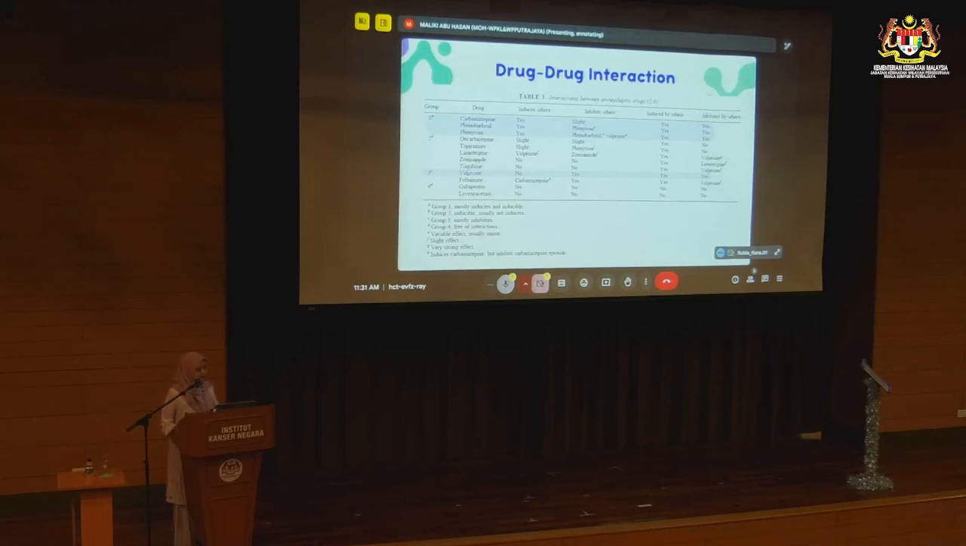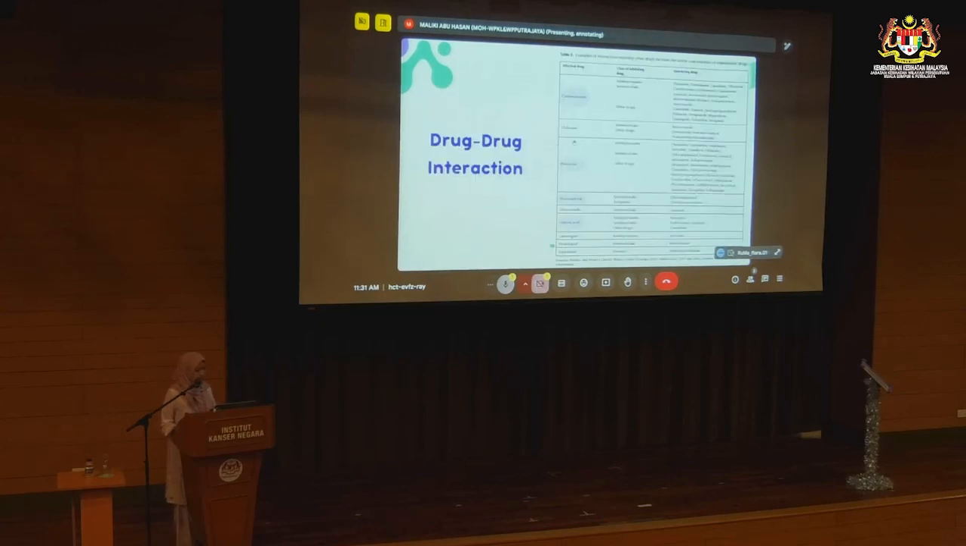And then you have valproic acid, which is an enzyme inhibitor. So an enzyme inhibitor means that it inhibits the hepatic enzyme in the liver, and what it does is actually increase the level of other drugs. Okay, so, moving on.